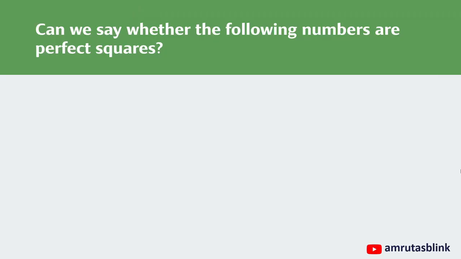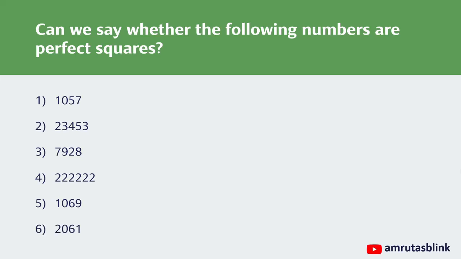We'll just have a quick exercise. Can we say whether the following numbers are perfect squares? 1057, 23,453, 7,928, 2,22,222, and the fifth one is 1069, and the last one is 2061.